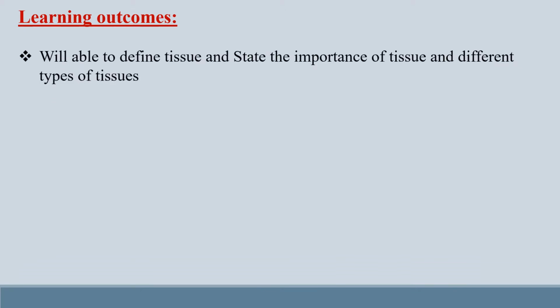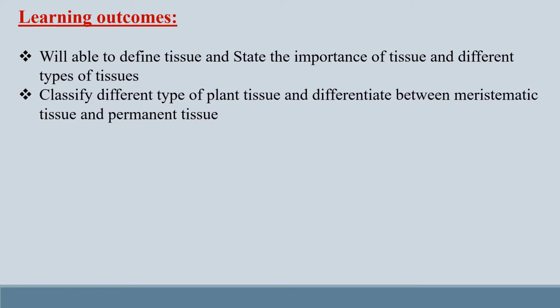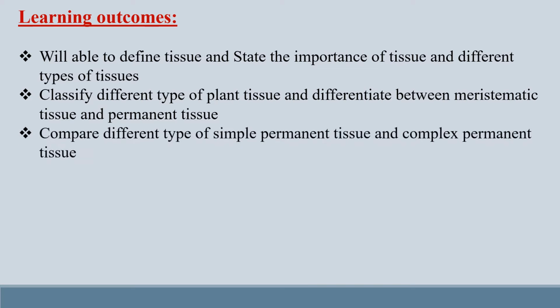Learning outcomes. At the end of this chapter, students will be able to define tissue and state the importance of tissues and different types of tissues, and also classify different types of plant tissue and differentiate between meristematic tissue and permanent tissue. Compare different types of simple permanent tissue and complex permanent tissue.